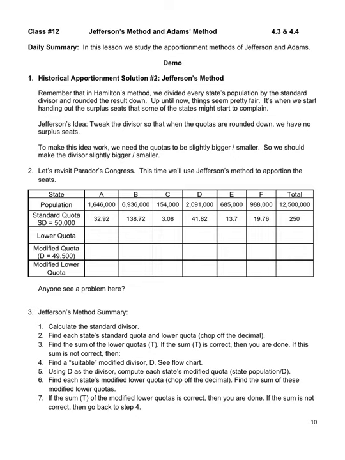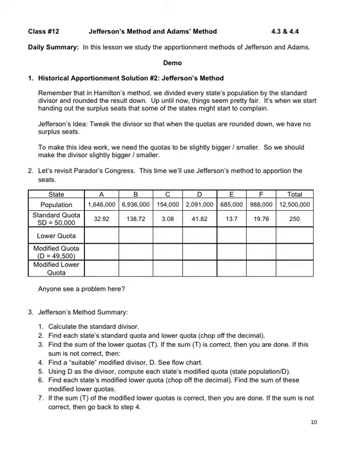All right, so number 1, historical apportionment solution number 2, is Jefferson's method. So remember that in Hamilton's method we divided every state's population by the standard divisor, and then we rounded the result down. Up until now, things seem pretty fair. It's when we start handing out the surplus seats that some of the states might start to complain. So Jefferson's idea was to tweak the divisor so that when the quotas are rounded down, we have no surplus seats. To make this idea work, we need the quotas to be slightly bigger or slightly smaller. So we should make the divisor slightly bigger or slightly smaller.